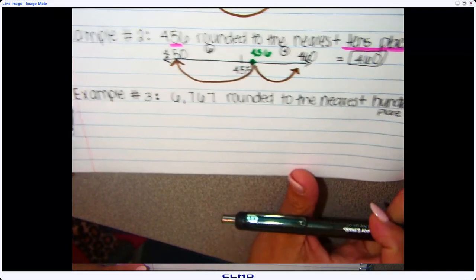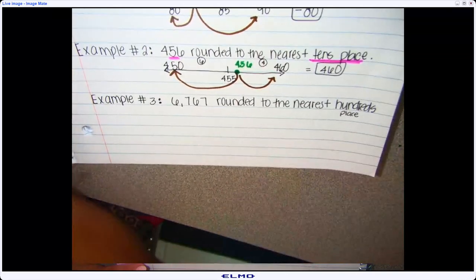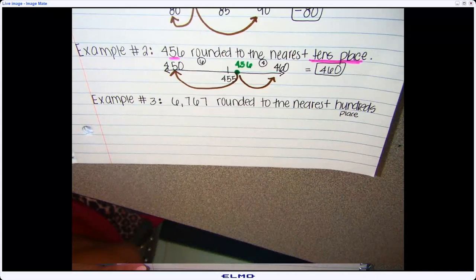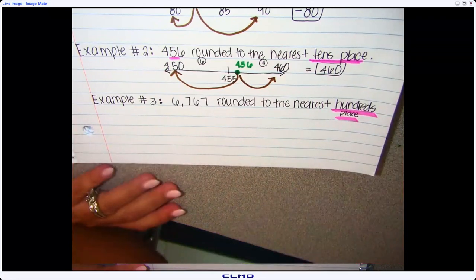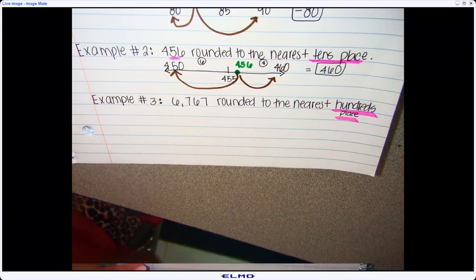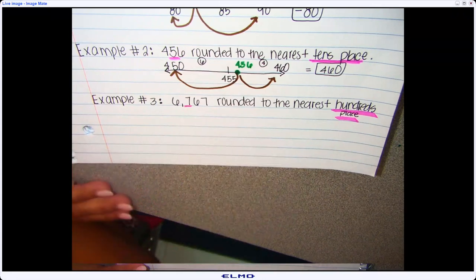Okay, now what is the first thing that I need to look for? Hundreds place. Very good. I need to see, well, what am I doing here? What am I rounding to? Oh, the hundreds place. Okay, so I underline hundreds place. What do I need to do now? I need to find, well, what's in the hundreds place? 7.